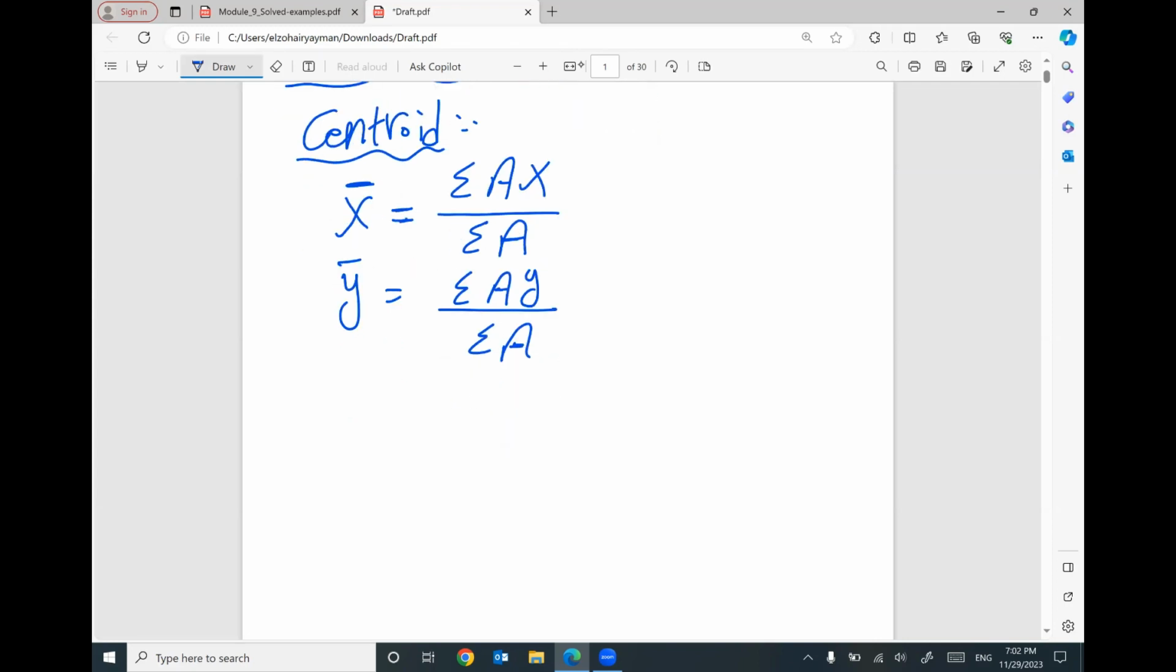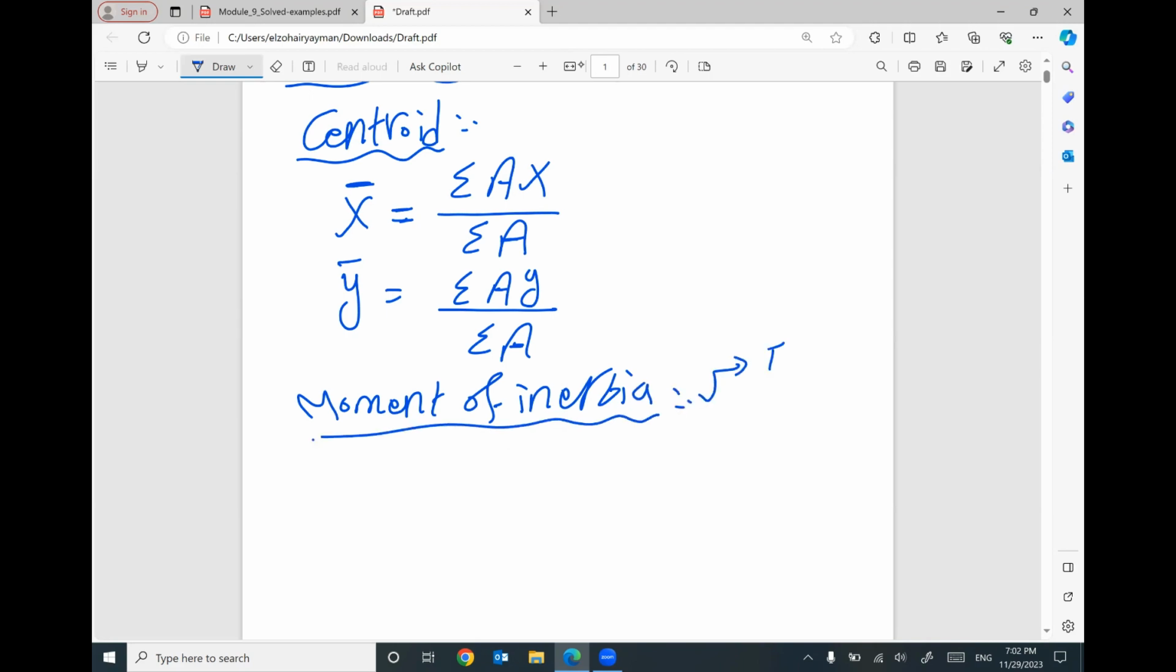We talked also last meeting about moment of inertia. And we have two values for the moment of inertia. One is called Ix and one is called Iy.